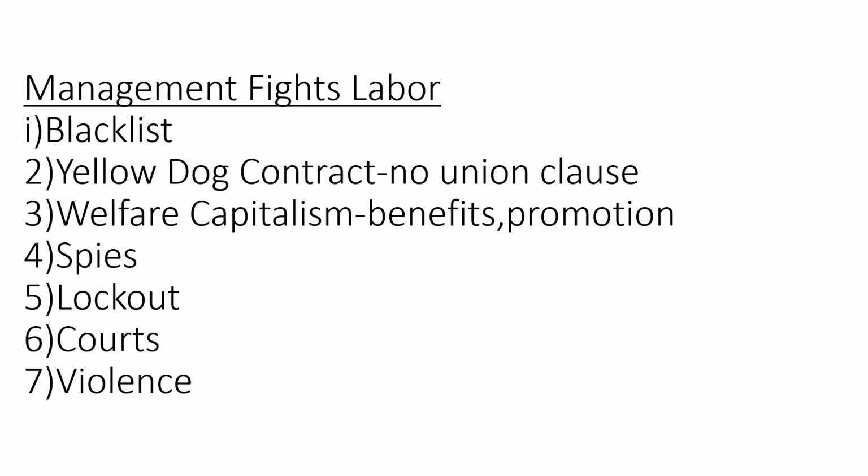Lockouts occurred when workers went on strike. The owners locked the doors to the strikers and got other workers to do the work. The unions called these strike breakers scabs. Management often went to court where they sought injunctions to stop workers going on strike. Injunctions are court orders preventing something happening.